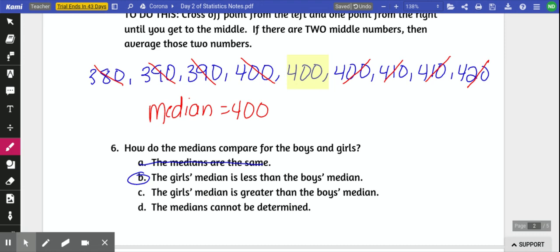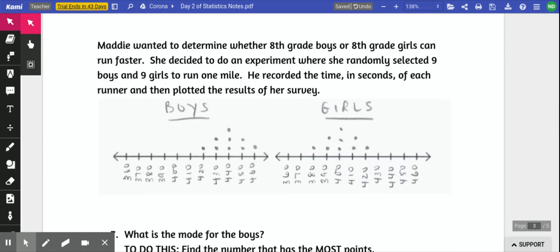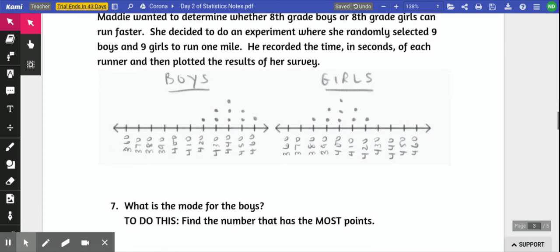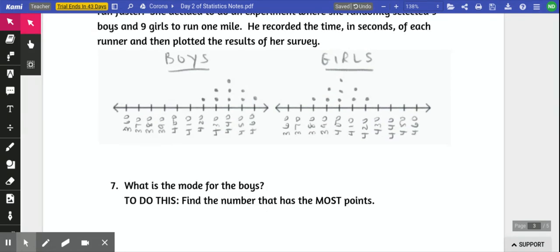All right. I think we'll do one more together. Again, same dot plot, so I'm not going to sit there and read that question again, but we're still talking about 8th grade boys and 8th grade girls running the mile. For number 7, we now want to find the mode for the boys. And now remember, to find the mode, we're finding the number that occurs the most often. So with dot plots, it's simple. You just have to look at the number that has the most dots drawn on top of it.